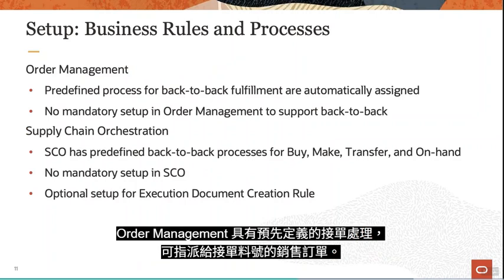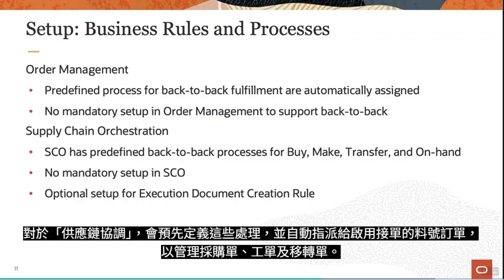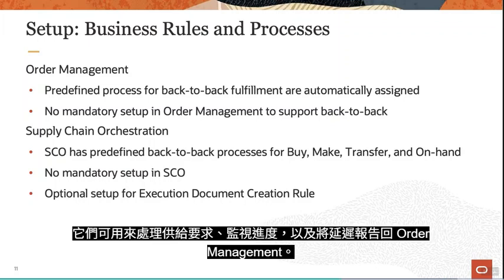Order management has predefined back-to-back processes that are assigned to sales orders for back-to-back items. Order management requires no mandatory setup beyond the normal order-to-cash setups to support the back-to-back flow. For supply chain orchestration, these processes are predefined and are automatically assigned to orders for items that are back-to-back enabled to manage purchase orders, work orders, and transfer orders. They are used to process a supply request, monitor progress, and report delays back to order management.